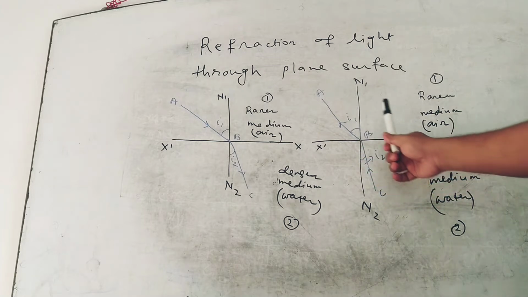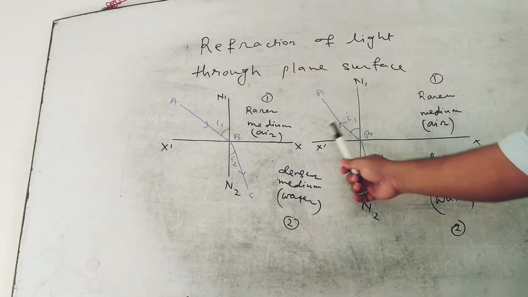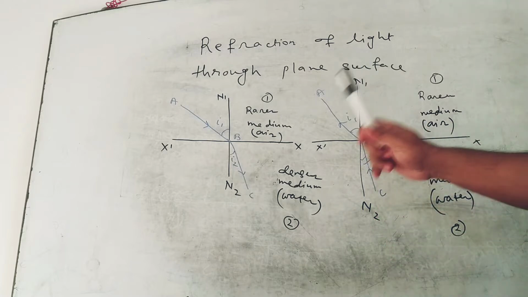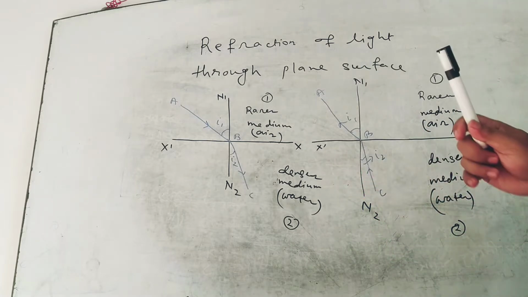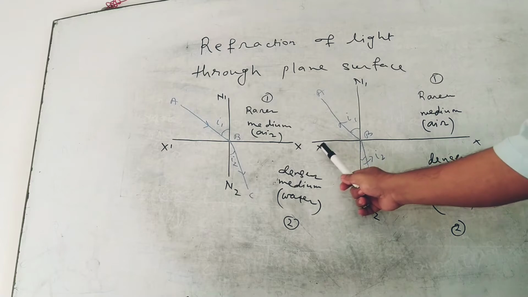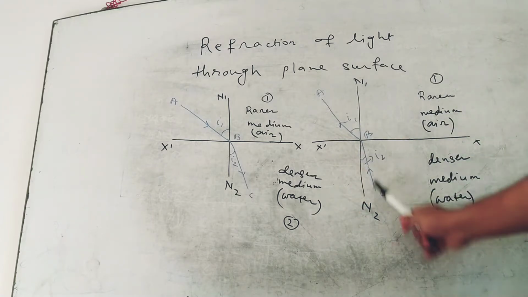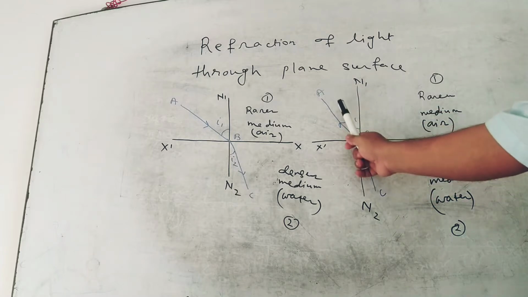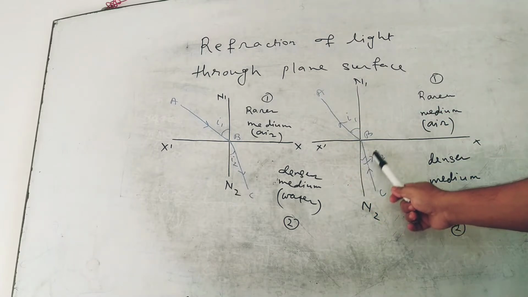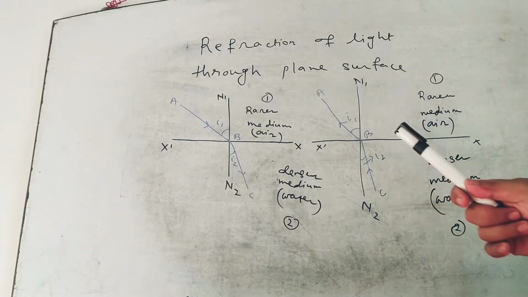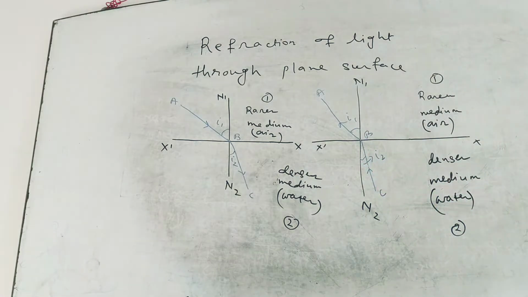On the other hand, when a light ray comes from the denser medium and moves through the rarer medium, then the refracted ray moves away from the normal drawn at the point of incidence on the plane of separation, that is on the X prime X. Here CB is the incident ray, BA is the refracted ray, I2 is the incident angle and I1 is the refracted angle. This phenomenon is known as refraction of light.